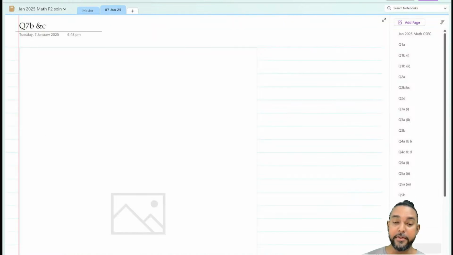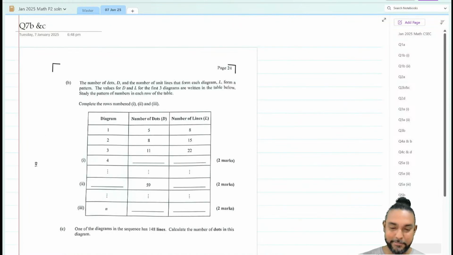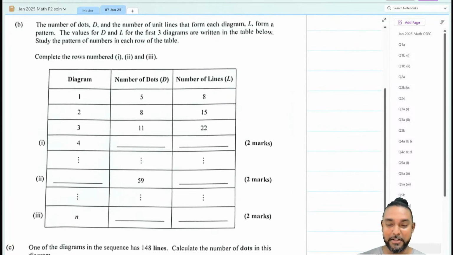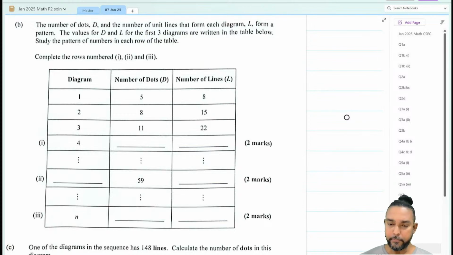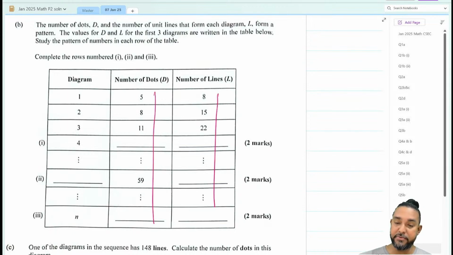Easy. Now, the fun part. The number of dots D and the number of unit lines. A unit line is a line of length 1. Unit means 1. That form each diagram, L, form a pattern. The values for D and L for the first 3 diagrams are written in the table below. Study the pattern of numbers in each row of the table. So guys, maths is the study of patterns. This actually is one of the more intelligent choices they made for the maths exam.